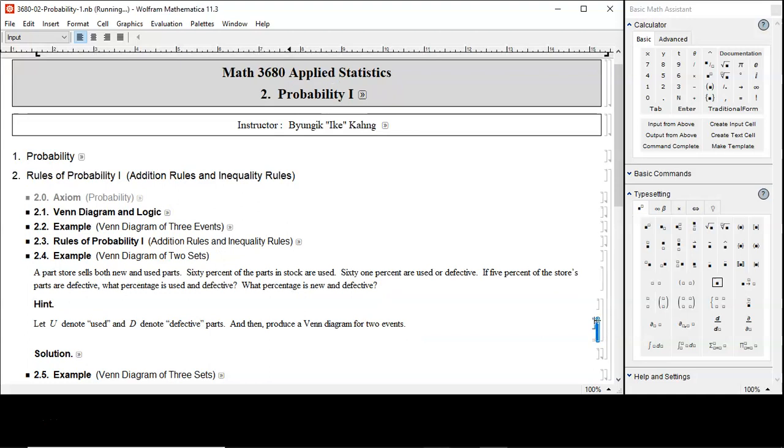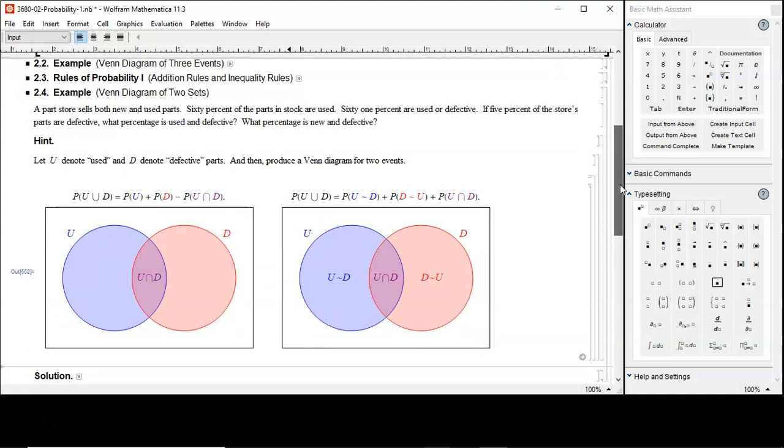And here is a suggestion. One way to do it is to use this rule. The other is to use the second rule. Either way, it works out.